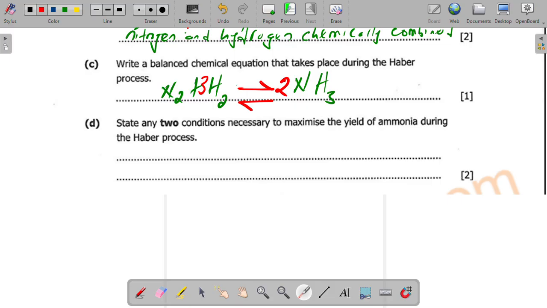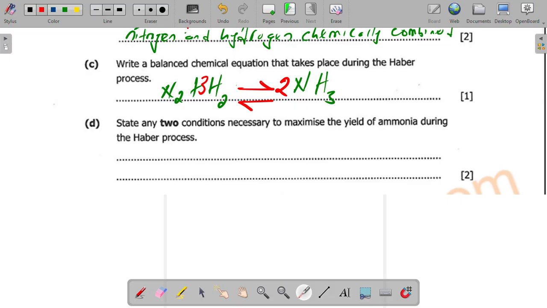Iron catalyst, it's actually added in the chamber. And after they have compressed with high pressure, which is heated at 450 Celsius degrees, they add the iron catalyst. And then ammonia is actually produced. After that, there's a cooling and condensation process that takes place.